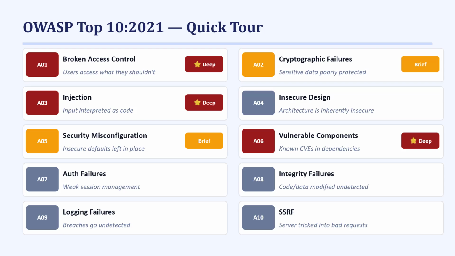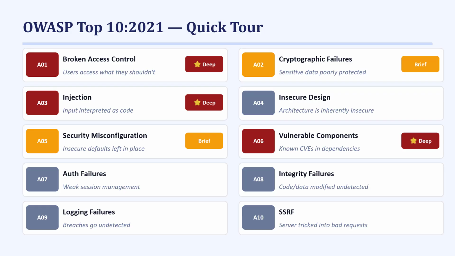A06, vulnerable and outdated components. Boy, this is a big one, and we've been seeing attacks coming straight through in our packages. And so we want to make sure that we're staying on top of what third-party libraries have known security vulnerabilities, and that we're keeping them updated to address that. A07, identification and authentication failures. This is things like weak session management, allowing credential stuffing, no multi-factor authentication.